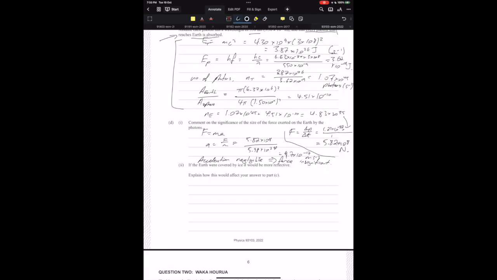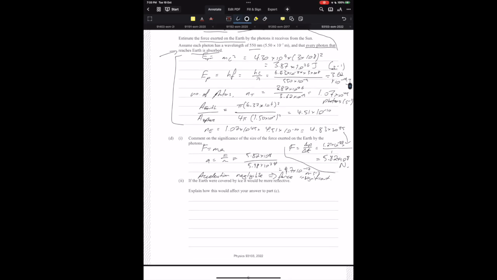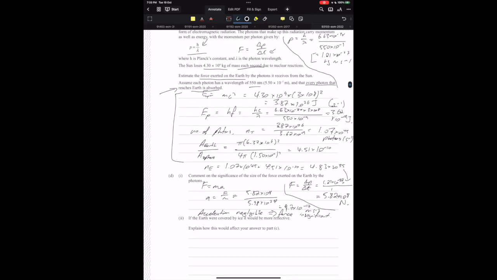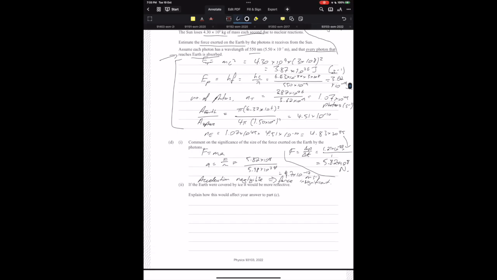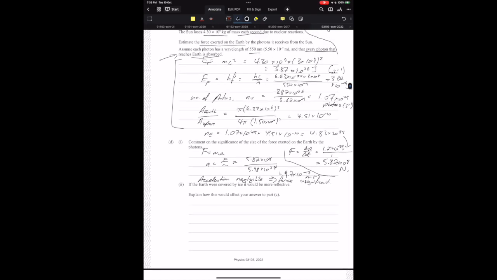So now we move on to part 2 of question 1D. If the Earth were covered by ice, it would be more reflective. Explain how this would affect your answer to part C. If we look at part C, it was asking us to calculate the force exerted on Earth by the photons. In part C, they told us to assume that every photon that reaches the Earth is absorbed. And so the final momentum of all these photons would then be 0, because if it's absorbed, it just doesn't carry any momentum anymore.